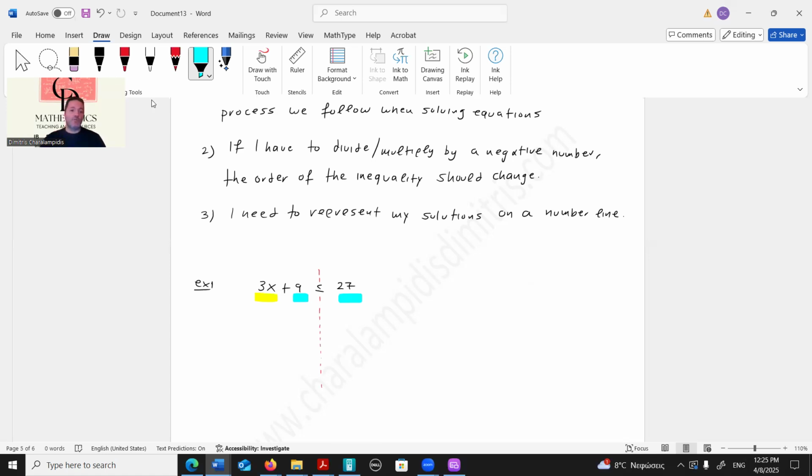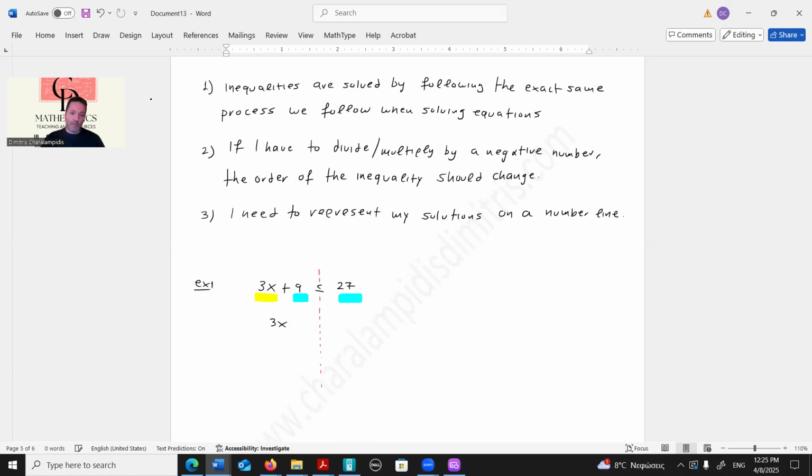So I'm gonna choose to keep all the x's to the left. It's gonna be 3x, which was there, so it remains there, nothing changes. 27, which was at the right already, so it remains there, minus 9. So 3x is smaller or equal than 18. And now I need to divide both sides by 3. 3 is a positive, so nothing will change. So 18 over 3, which means that x is less than or equal to 6.